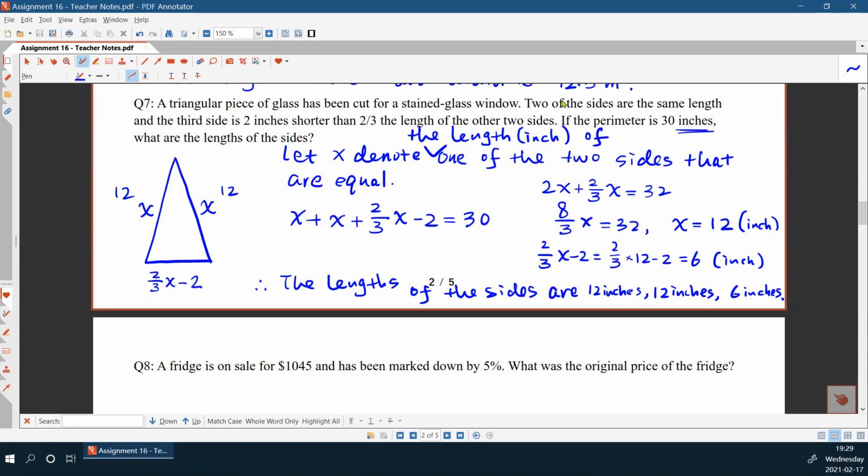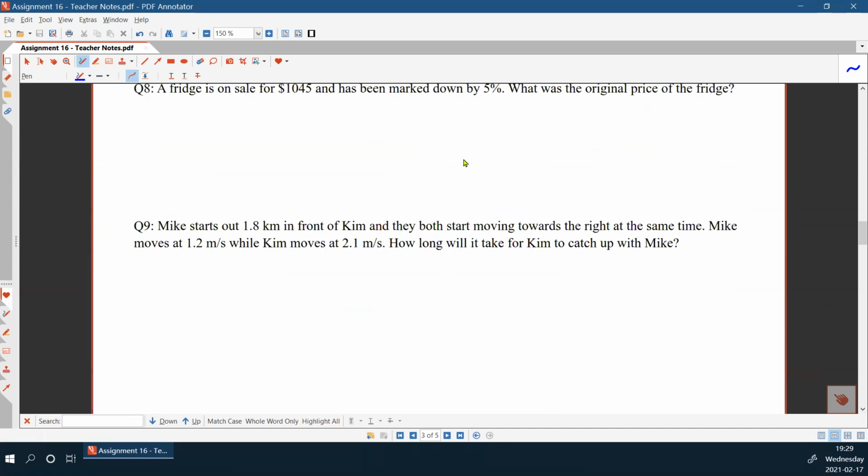No? Okay, let's see question 8. Question 8 is a very simple pricing problem. Last time we already solved a question like this. So if you're still not very comfortable with this, please write this in your error book. To solve this, let's look at what we're looking for here. You're looking for the original price of the fridge, right?